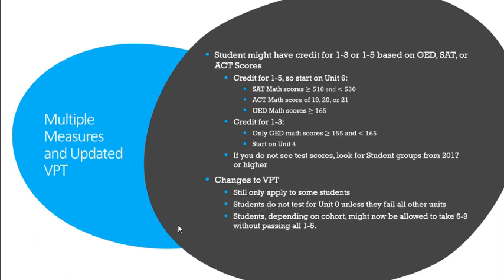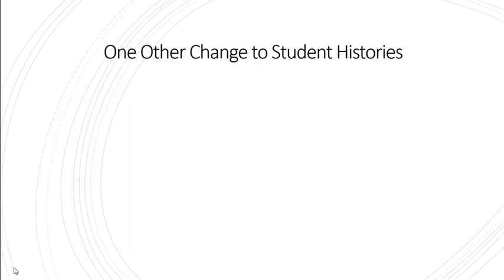There have been changes to the VPT too, however it still only applies to some students. Some students might not test for Unit 0 unless they fail all the other units. Some students, depending on the cohort, might also have units completed for 6 through 9 without having all of 1 through 5 passed. There is one other change to student histories. Usually you take the best out of multiple attempts.